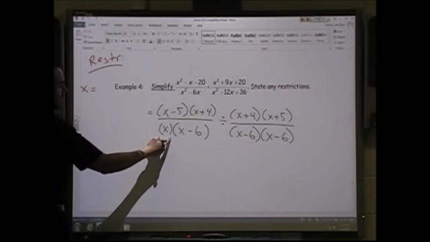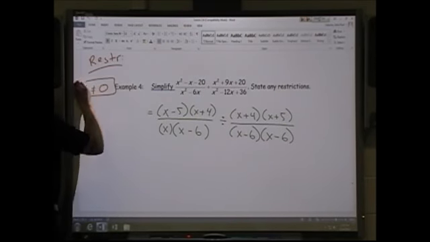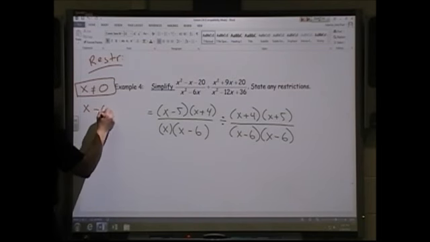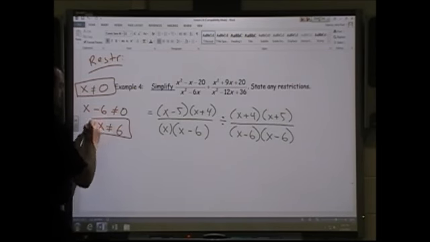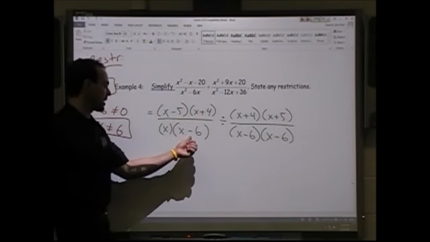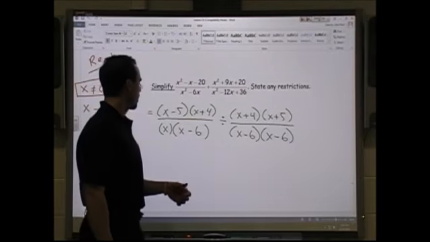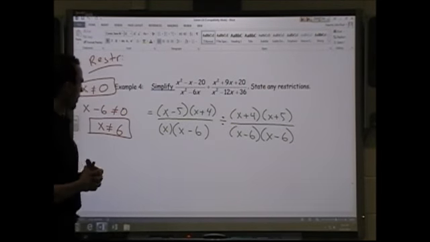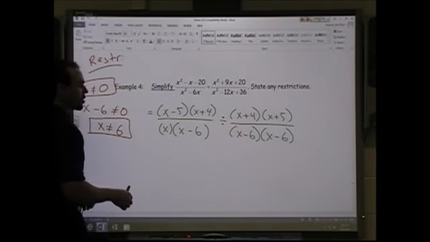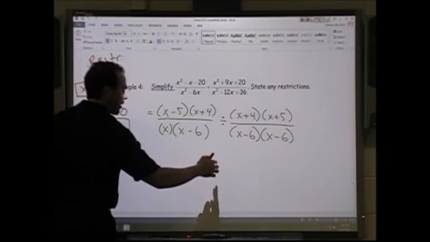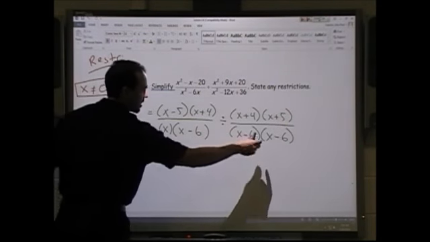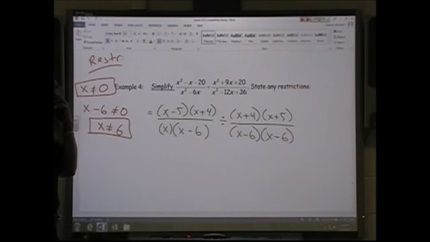So the first factor, x cannot equal 0. That's good. The second factor, x minus 6, cannot equal 0. That means x cannot equal 6. Now some of you may just be able to look at this and see that x cannot equal 6 and x cannot equal 0. That's fine if you write that right away. Also, that's x minus 6, x minus 6. I don't have to restate that one.